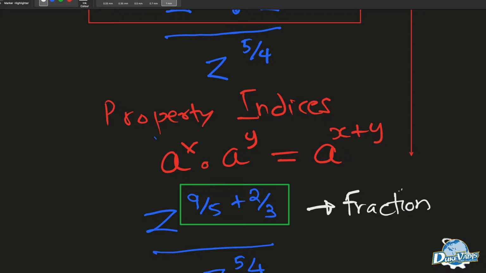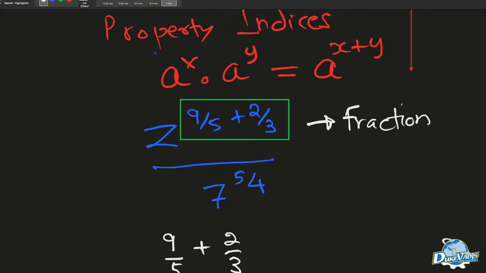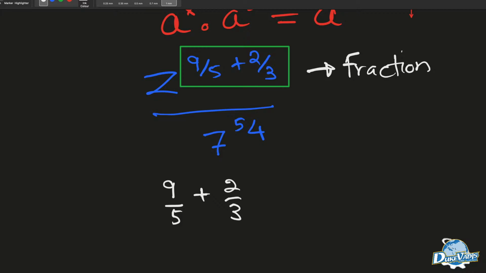So let's go and do this simple fraction and see the best way to make it easier for us. Let's forget about z in the meantime. So now here we say 9 over 5 plus 2 over 3. We must be able to solve this fraction, and we know for sure we have to find our lowest common multiple, the LCM.